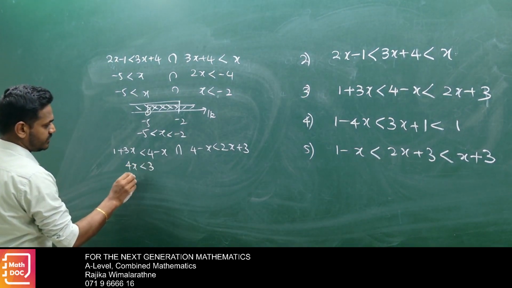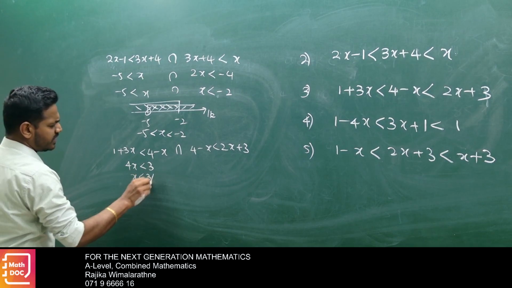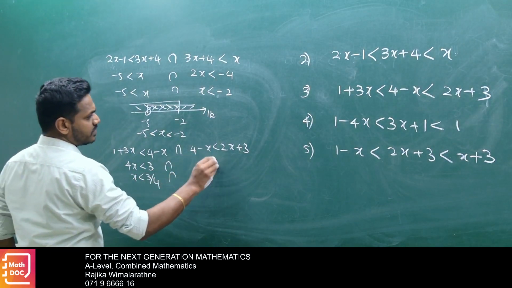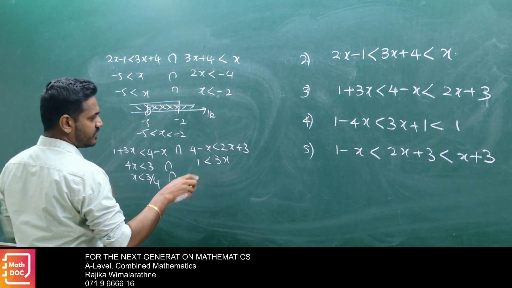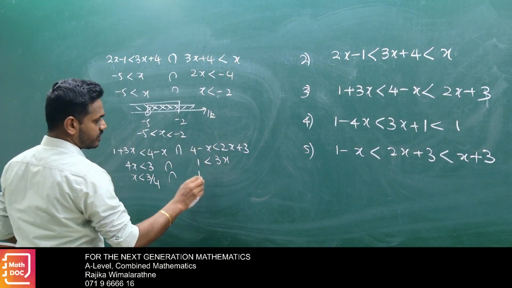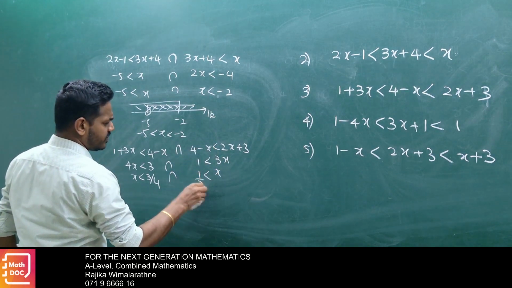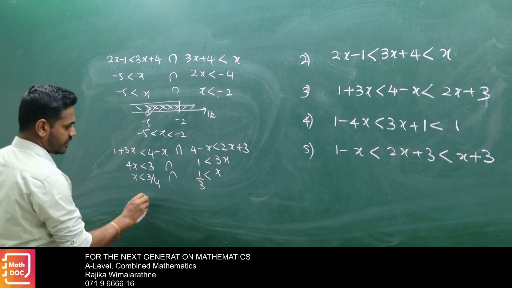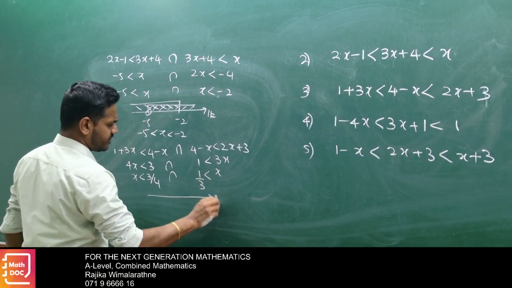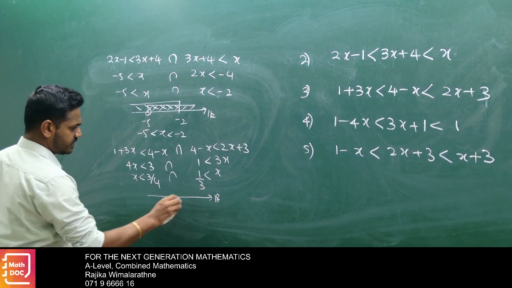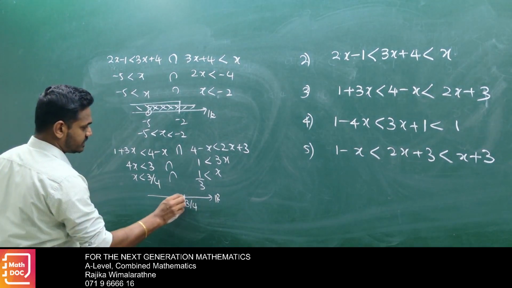4x, 3, divided by 4, 3x, 1, 1/3. Here 3/4, value less than 3/4.